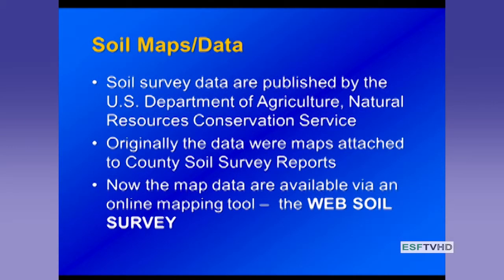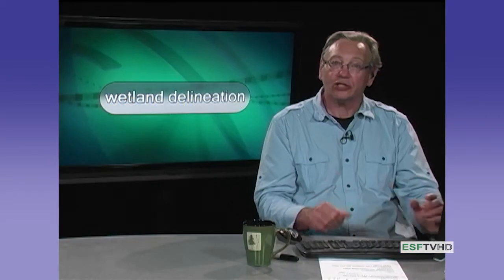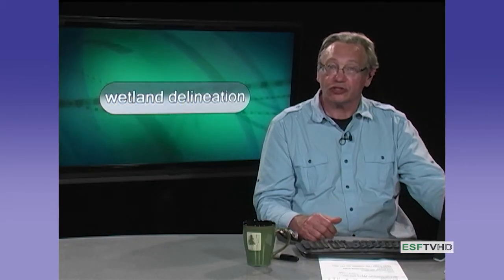And what we're going to do now is review the soil survey information that's available online. The soil survey data was published by the U.S. Department of Agriculture, the Natural Resources Conservation Service. Originally, the data were produced in hard copy, map form, and they were attached to reports that we call soil survey reports. These are largely produced for counties across the country, and they had all this information in terms of soil properties, soil mapping units, various uses of soils.